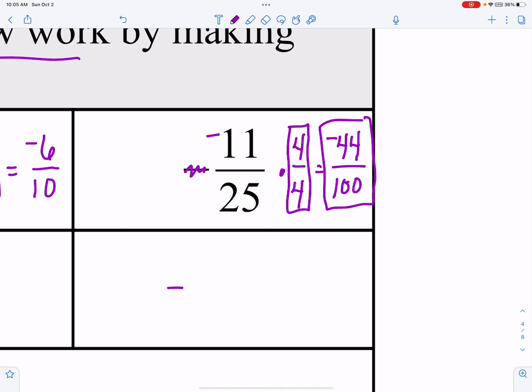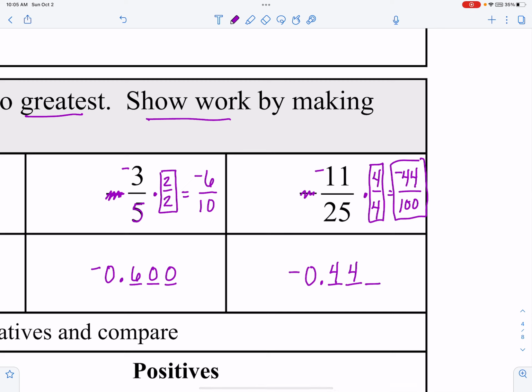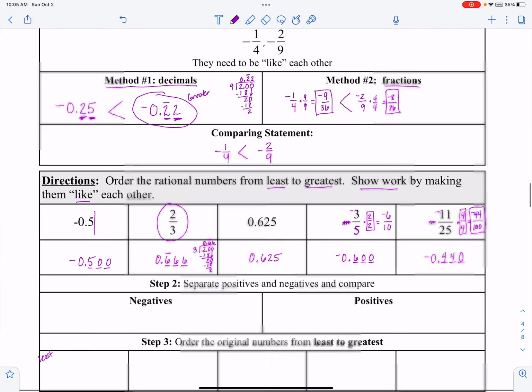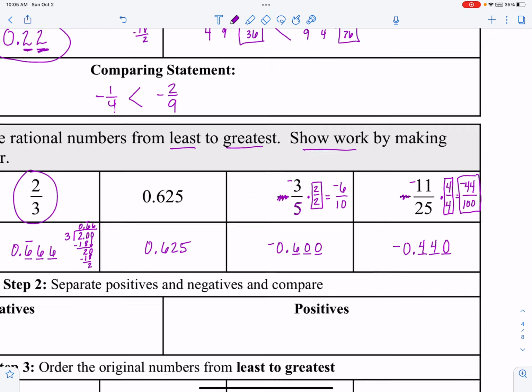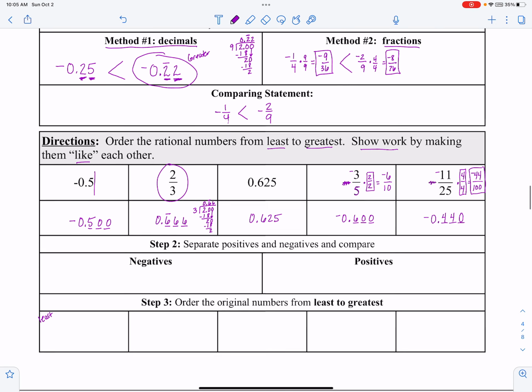So -0 and tenths, hundredths. I know the 4 has to end there, so there we go, 44 hundredths. I want to have another placeholder there, and that's the same number still. It still reads 44 hundredths. All right, so now I have all my decimals written. They all have the same amount of digits, which is really going to make it nice to compare because I can sort of just read them as hundreds, 440, 600, that kind of thing. So it makes it a lot easier.